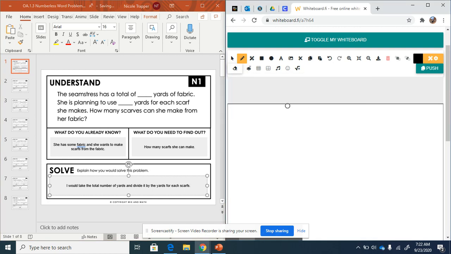So these ones are not about solving the problem. It's about understanding the problem, planning it by drawing a picture, and then explaining how you would solve it. So what operation would you use and how would you do it step by step?